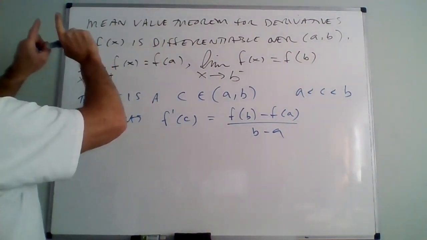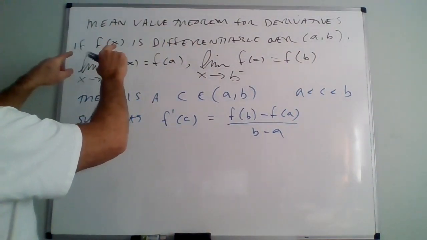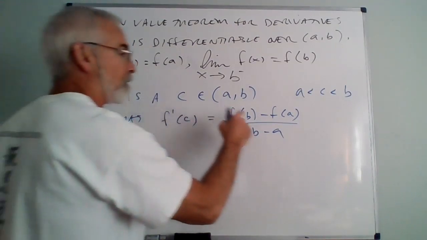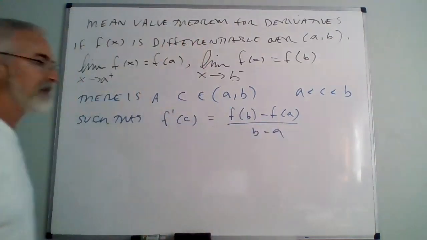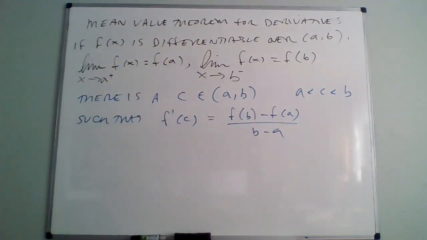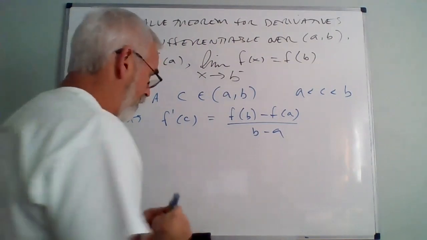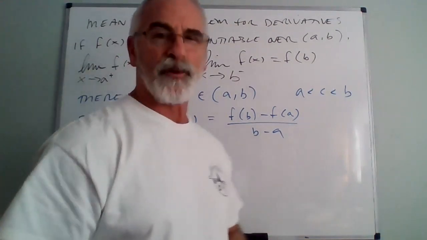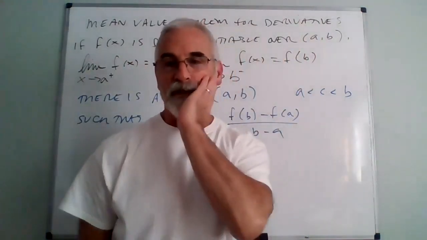Mean value theorem says, again, I have a happy function, it has endpoints. There's at least one place where the slope of the tangent line will equal the slope of the secant line. That's it. Okay? It's not really a complicated thing to do. So, I got this. Now, here's a really simple way of thinking of this. Let me give you a really simple application.